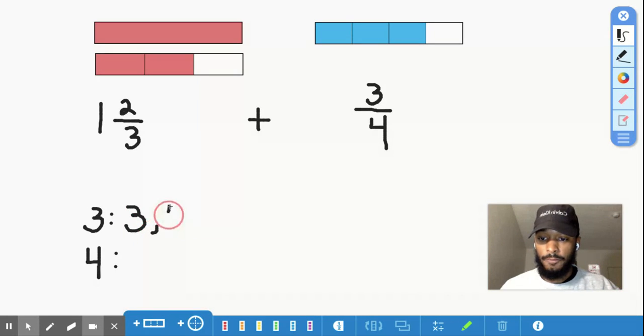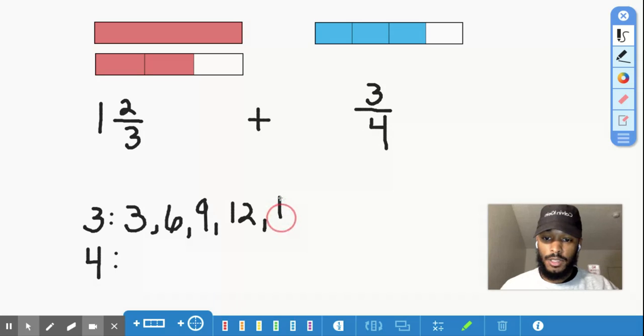So I got 3, 6, 9, 12. I told you I'm a pro at this stylus thing. And 15. It's good to list at least 4 or 5 multiples for each number. And if you don't find your LCM, you just have to list a couple more. So I'm going to start by listing the multiples of 4. And I'm going to stop once I find the multiple that 3 and 4 both have in common.